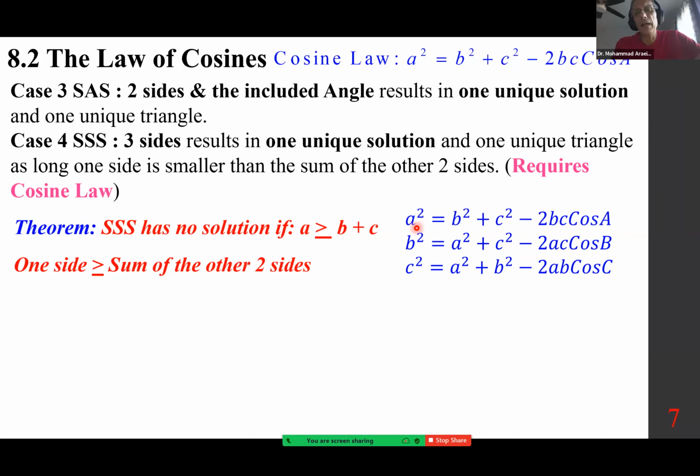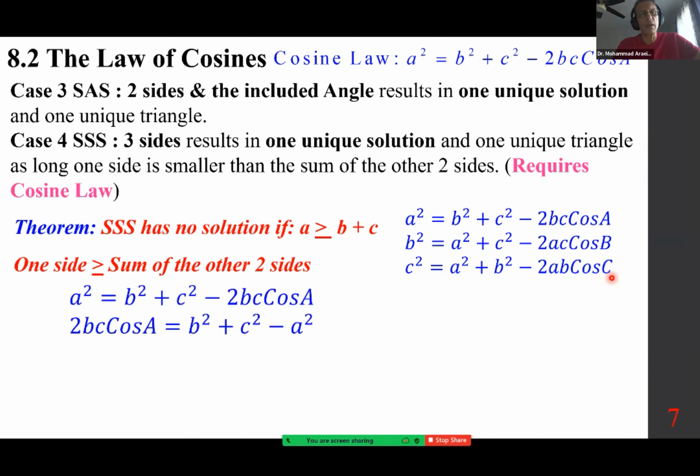A squared is B squared plus C squared minus 2BC cosine A. And notice the notation if you are solving for A, for example. Lowercase a, b, c represent the sides, uppercase A, B, C represent the angles. And so lowercase a is opposite angle A, lowercase b opposite angle B, lowercase c opposite angle C. That's how it works.